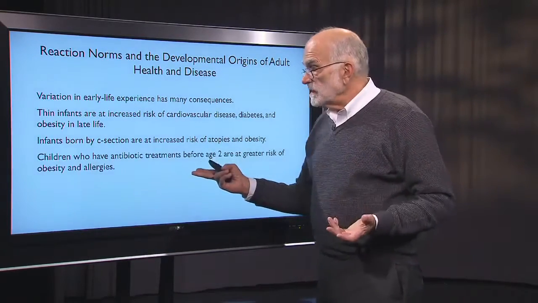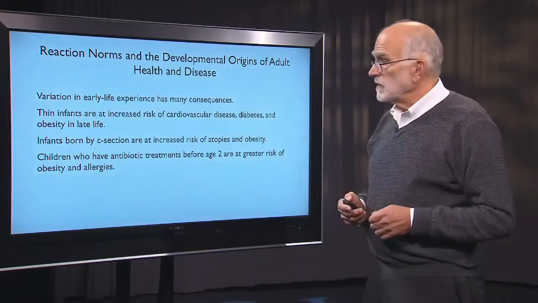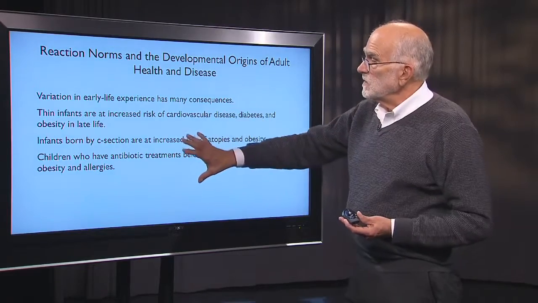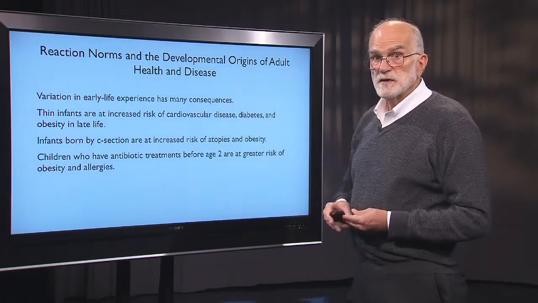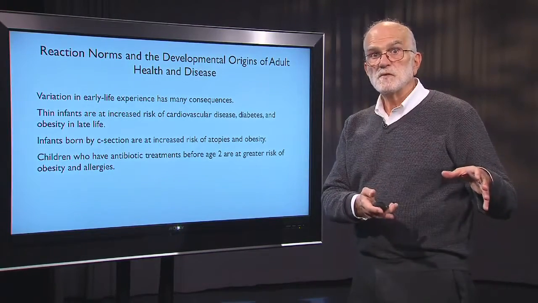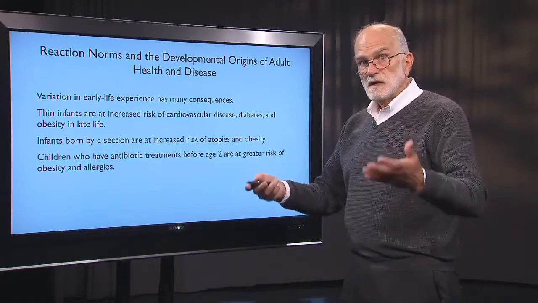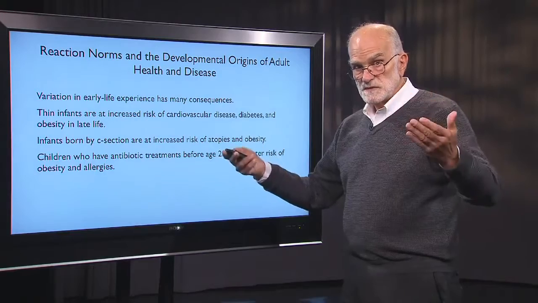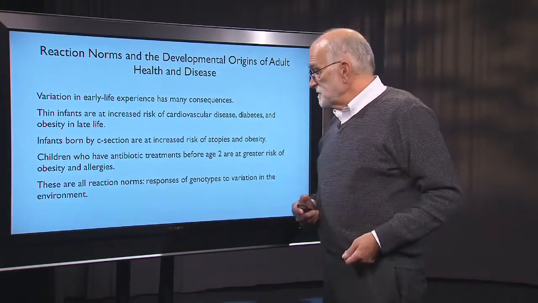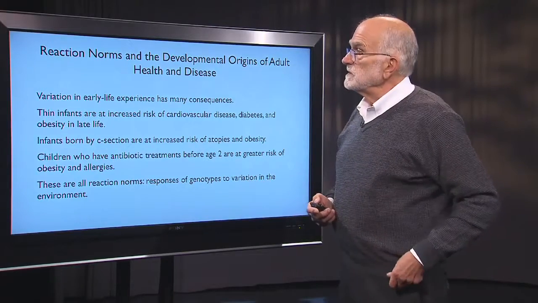Children who have antibiotic treatments before the age of 2 are at greater risk of obesity and allergies. These are being mediated by the microbiome. So early life experience sets up the microbiome, which is then mediating allergies, autoimmune diseases, and obesity. These are reaction norms. These are responses of genotypes to variation in the environment.